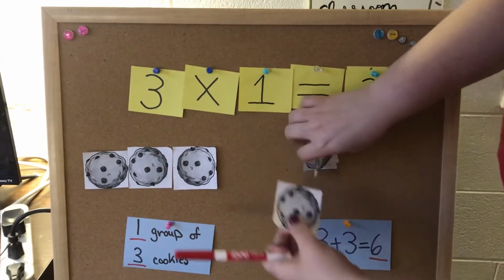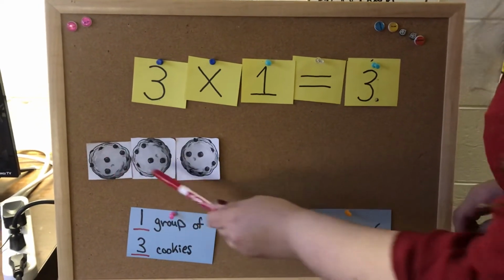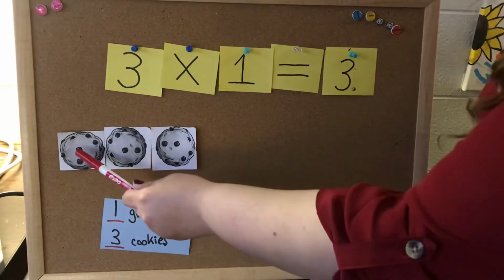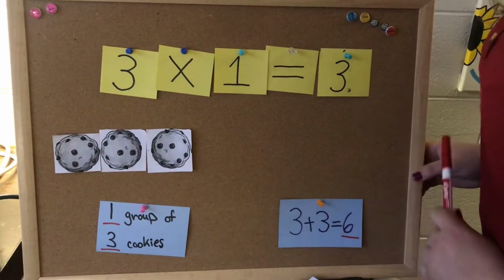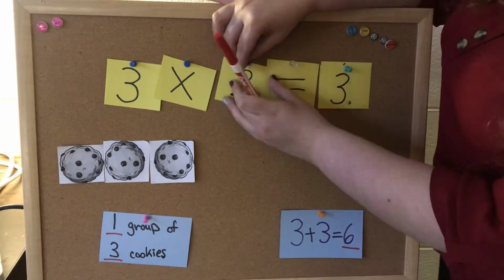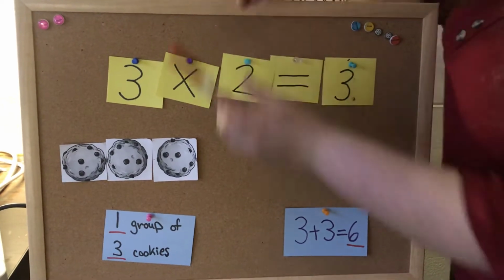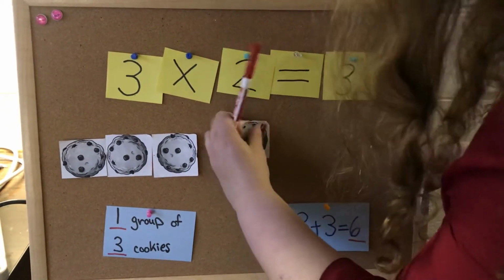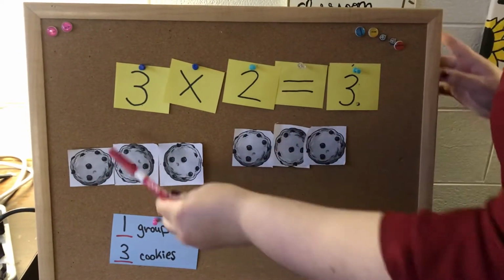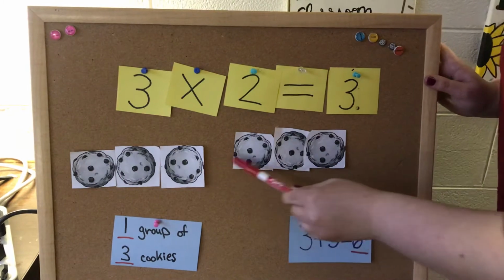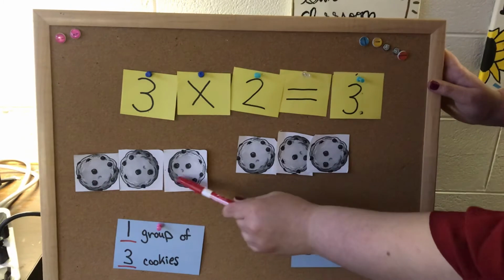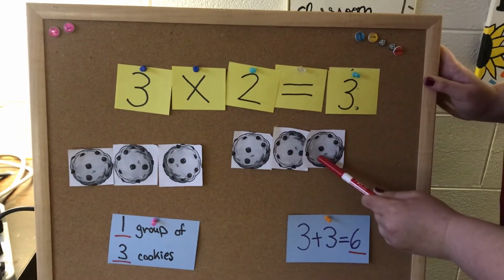So let's move these cookies out of the way. We have 3 cookies here, one group of 3 cookies, which equals a total of 1, 2, 3 cookies. But what if we have 2 groups of 3 cookies? Let's add these back into the equation here. Now, we have 2 groups, 1, 2, of 3 cookies each. 1, 2, 3. 1, 2, 3.